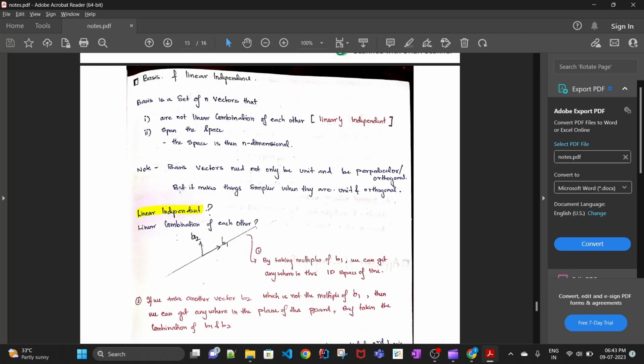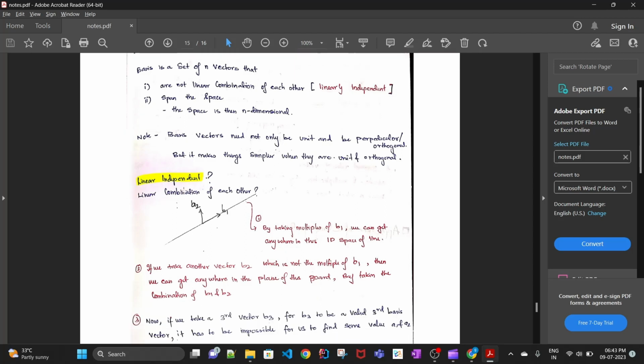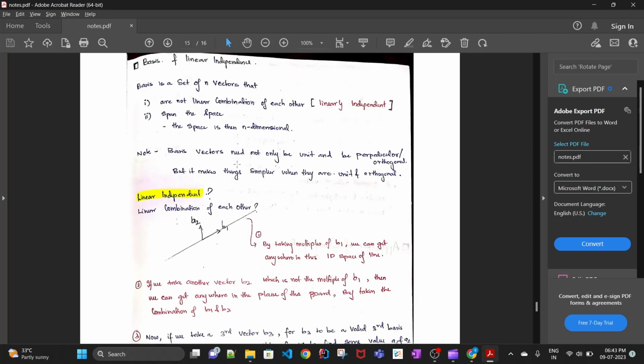Okay. So usually whenever we see examples of vectors, we see that the basis vectors are either perpendicular or unit vectors. Okay, but this need not always be the case. You can have basis vectors which are not unit vectors, and which are not perpendicular to each other. This is just to ease the mathematical operations or to make the examples simpler.